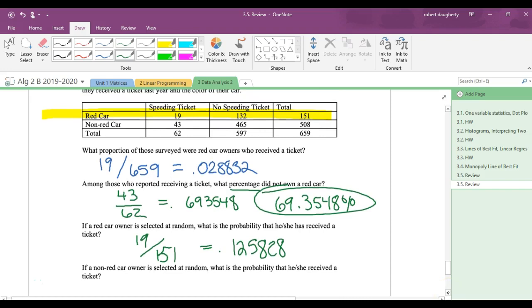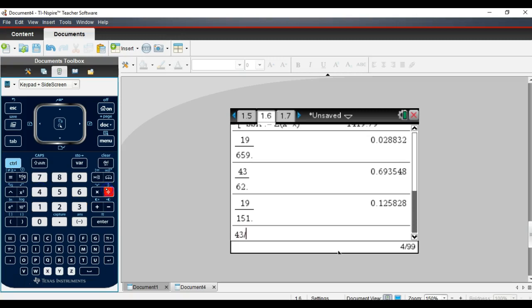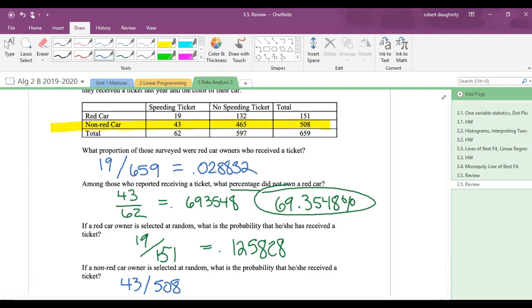If a non-red car owner is selected at random, what's the probability that he or she received a ticket? Non-red car owner. I'm looking at this line right here. If I pick somebody out of that pool, what's the probability that they received a ticket? That would be 43 divided by 508. So 43 divided by 508 is 0.084646. Okay, so that's the probability for that.